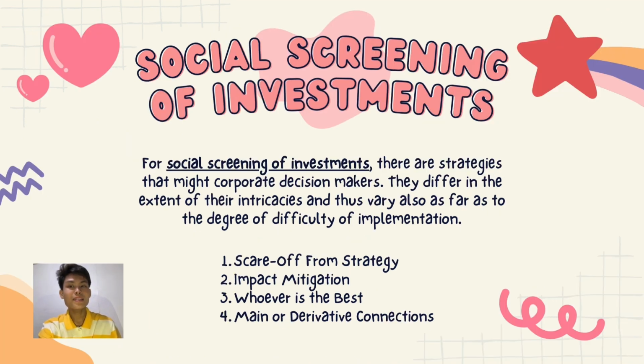So, next in line is the social screening of investments. So here, they differ in the extent of their intricacies and thus vary also as far as to the degree of difficulty of implementation. So it is not necessary that they individually are exclusive because some can be combined in various ways. So we have here the so-called scare off strategy. According to this, it is considered as the most rigid way. So pag sinabi natin rigid way, this is one of the hardest way. So this is considered as the most rigid way of screening of investments.